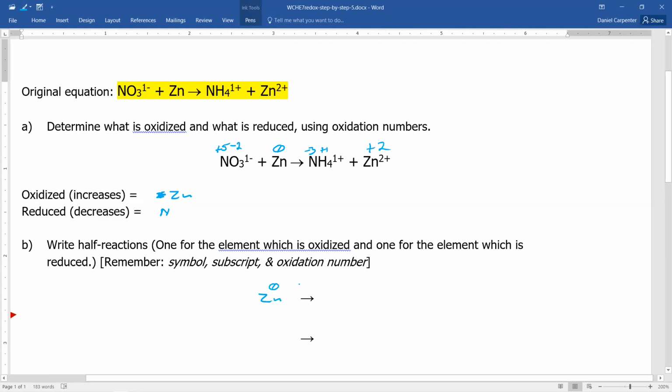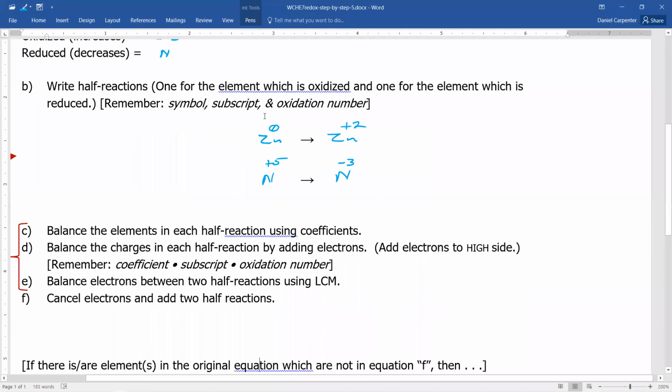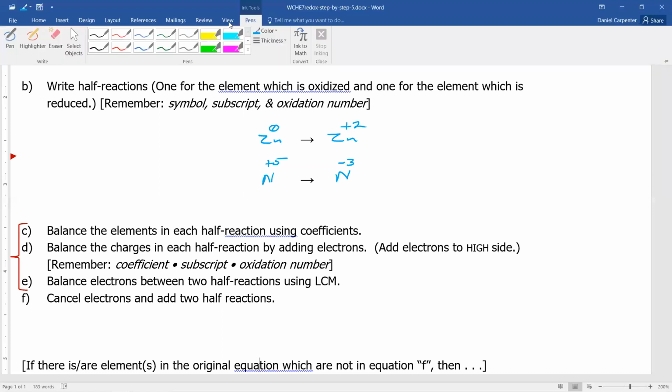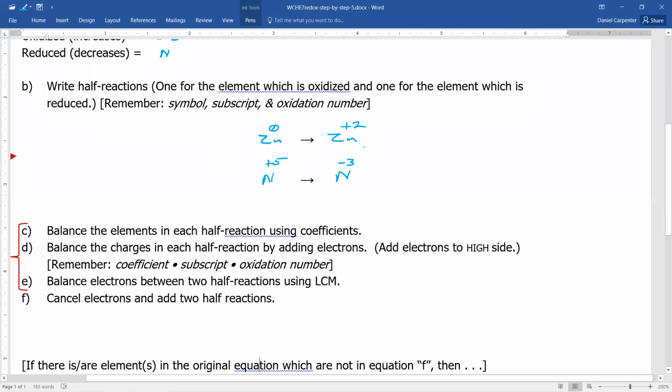Half reaction: symbol, subscript, oxidation number, symbol, subscript, oxidation number for the reduced half, and symbol, subscript, oxidation number, and symbol, subscript, oxidation number. All right. So balancing the elements in the half reaction, 1 zinc, 1 zinc, we're good there. 1 nitrogen, 1 nitrogen, we're good there.